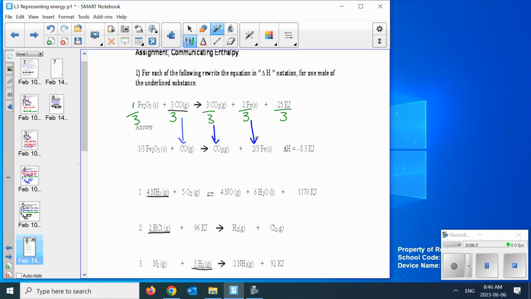Now, this part, 25 divided by 3, is 8.3. Why negative? Well, if it's negative, that means it was exiting the system, exothermic. And you see how this 25 kilojoules was on the right-hand side. The energy is on the right-hand side, leaving, exiting the system, exothermic.